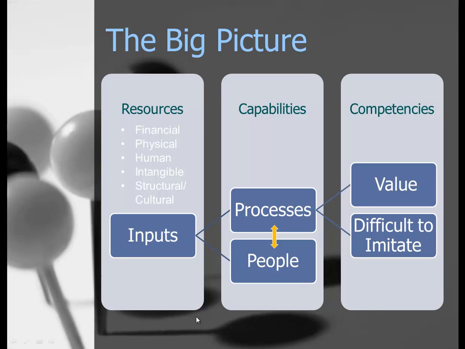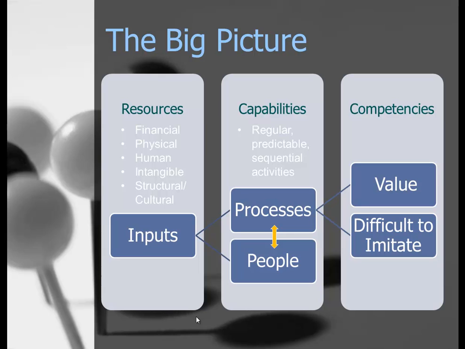These are the types of resources you might have, or inputs. You would have financial inputs, physical inputs like real estate, buildings, machinery. You'd have human resources, intangibles like brands, and structural or cultural inputs, which could be the culture of your company, how motivated and driven your people are. Now, when these inputs interact with your people, they create processes or regular, predictable, sequential activities. This is what your people get up in the morning to do. They go into work and they perform their tasks.